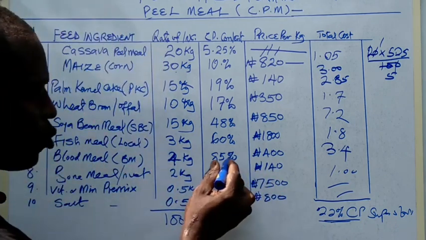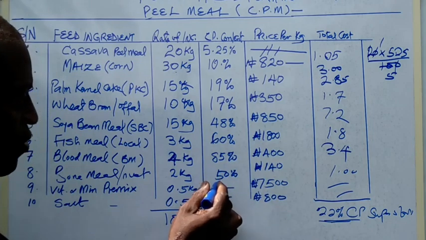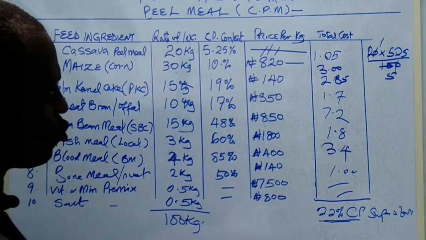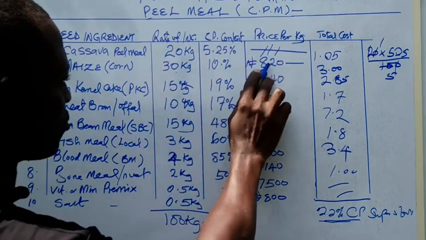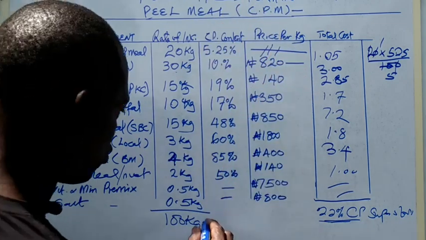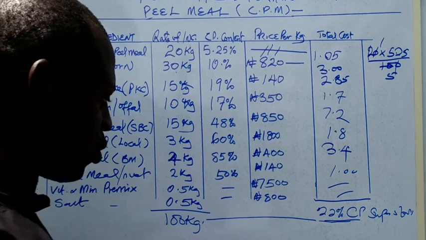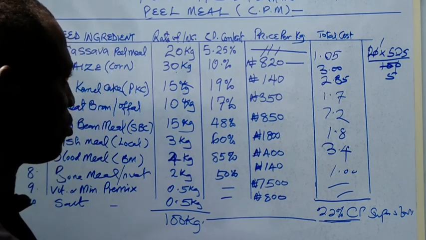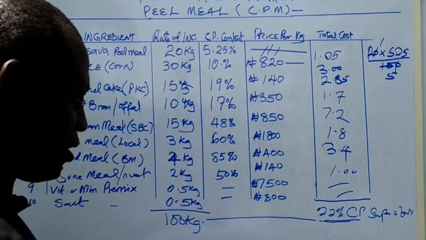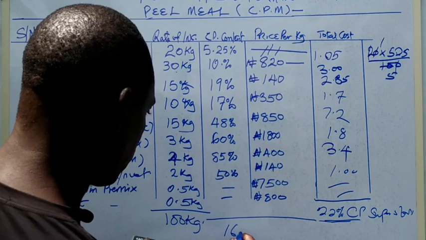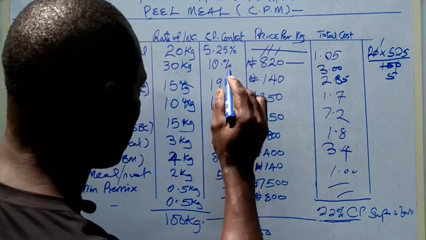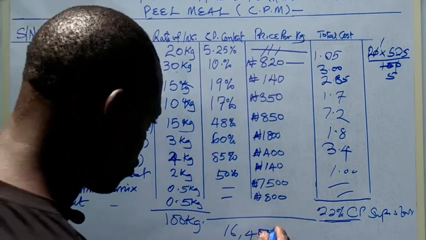Here, this is not up to a kilo, it's half a kilo, so we're going to divide this by 2. Now, this will give us 20 kg times 820. That will give us 16,400. That's number 1.